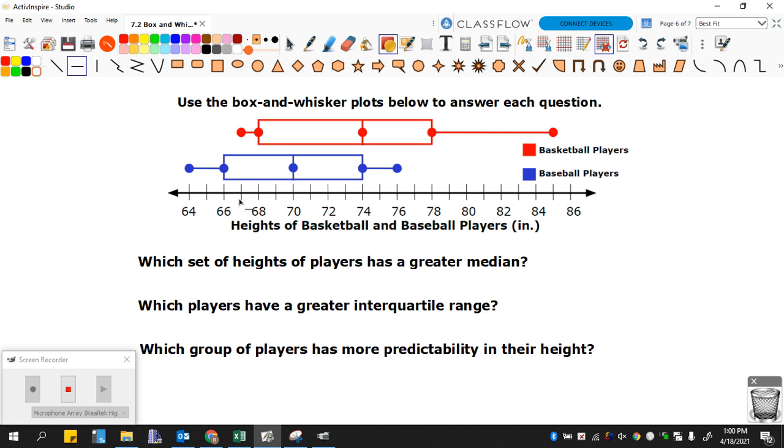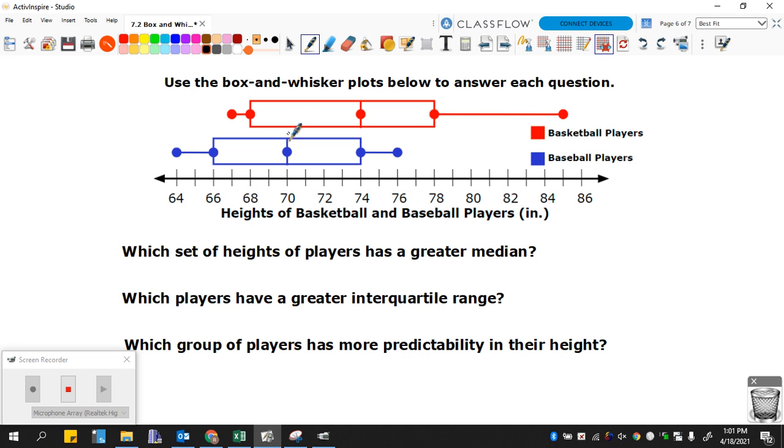Okay, so here we're comparing the heights of basketball and baseball players. Okay, so which set of heights of players has the greater median. Well, if I look at it, remember this median is this number here and this number here. So obviously the height of the red or the basketball, it has the higher median.